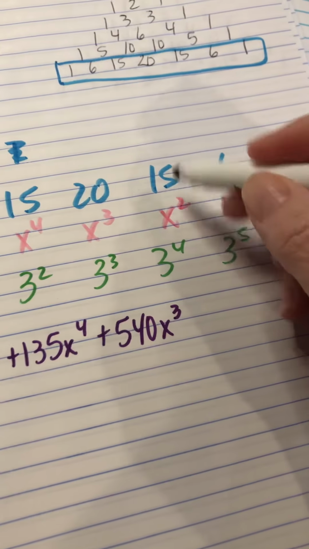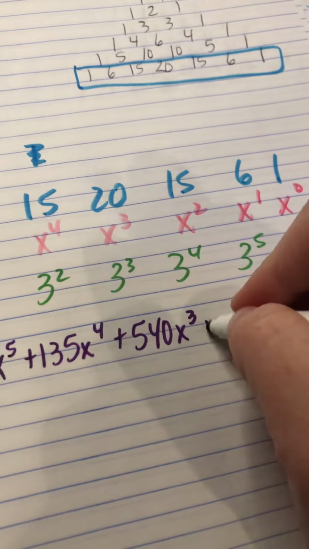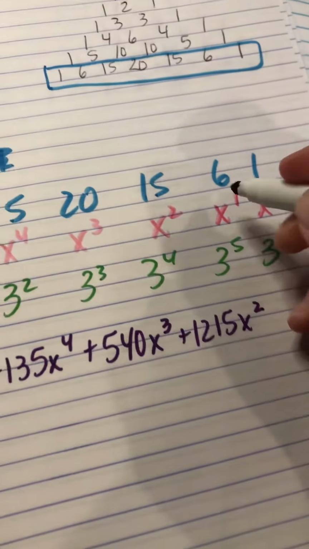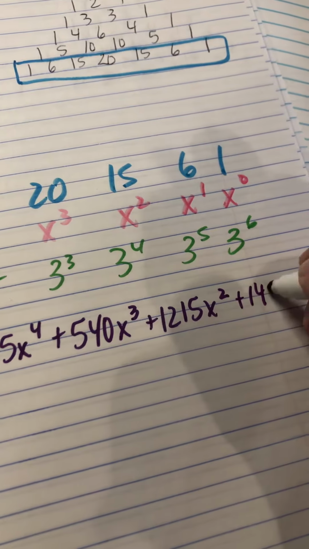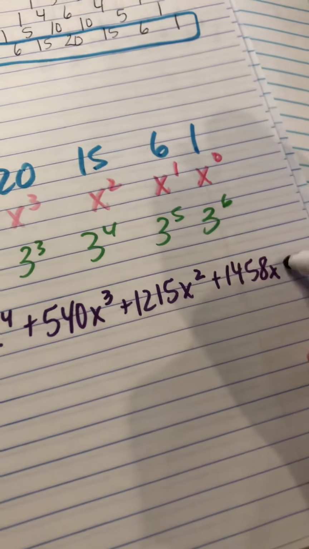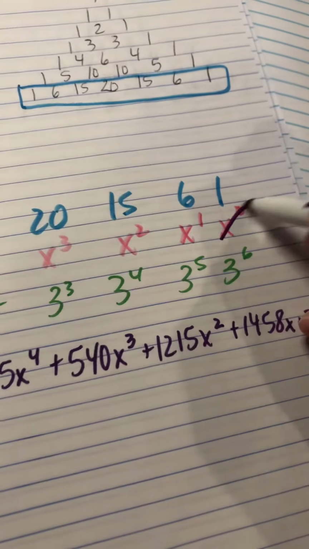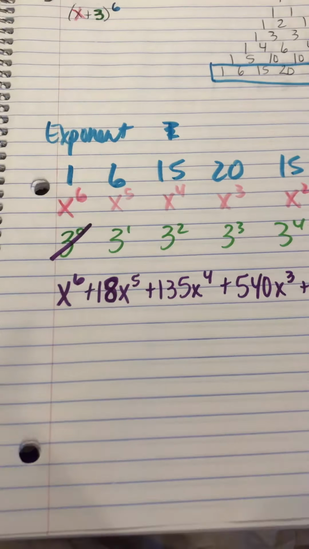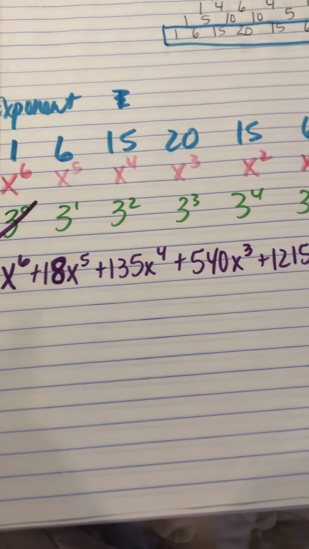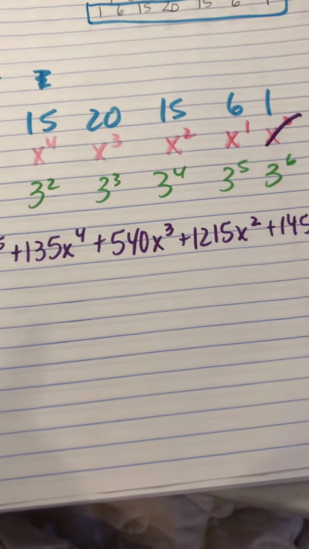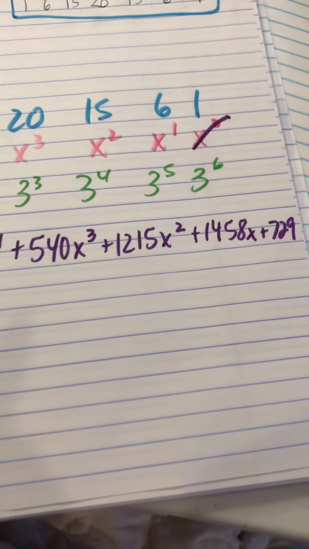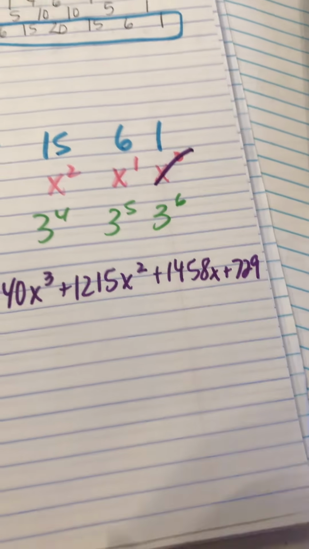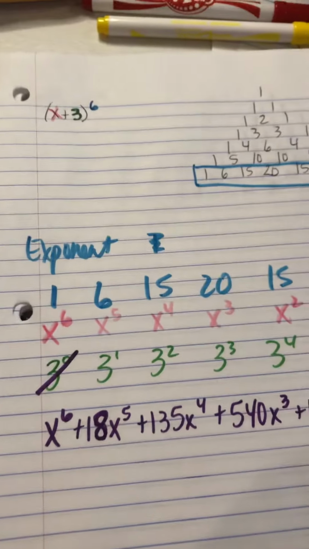And then you would do 15 times 3 to the 4th to get 1215x squared. And then we would get plus 1458x. And then plus 729. There's no x there because, again, anything to the 0 is 1. So that's what our final answer would be: x to the 6th plus 18x to the 5th plus 135x to the 4th plus 540x cubed plus 1215x squared plus 1458x plus 729.